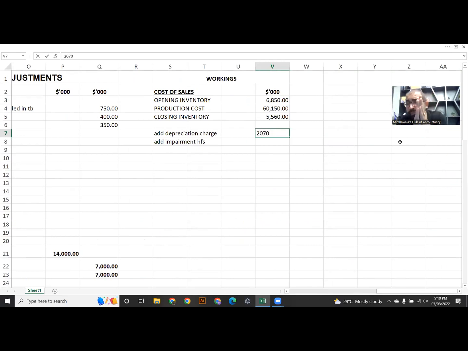You have done 10, 15, 20 questions of final accounts. If you are honest students, and if you have honestly done the exam kit, and if you have taken the classes, that means you have done 15 to 20 questions of final accounts. How much is the impairment? Impairment is also expense and it should also be added. So now let's calculate the final cost of sales.